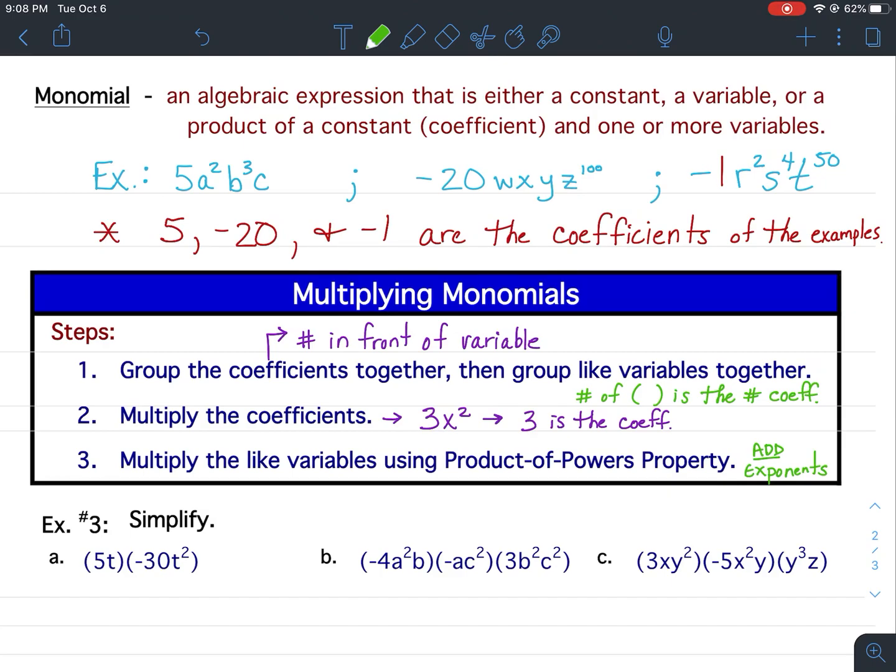So one more time, you're going to group the coefficients together, you're going to group the like variables together. Then you're going to multiply the coefficients, then you're going to multiply the like variables by adding their exponents. Again, this will all make more sense when we start to do some examples. If you have any questions, please let me know.